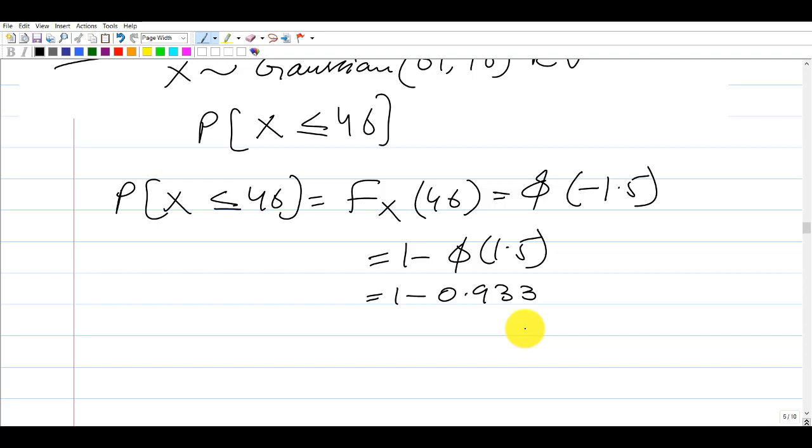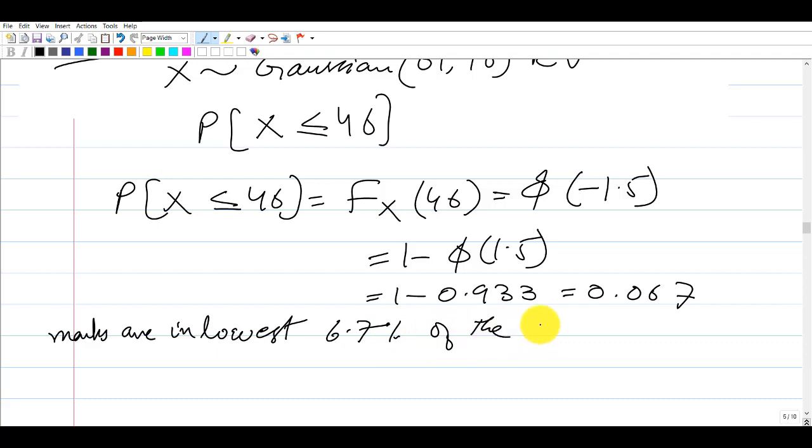Then it is 0.067. What does it mean? It simply means that if the score is 1.5 standard deviations below the expected value, it is in the lowest 6.7% of the population of test takers. So the marks are in the lowest 6.7% of the population of test takers.